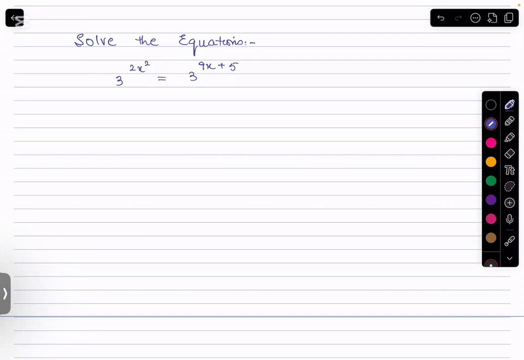So the thing here is I can see that the two bases they are the same. So when the two bases are the same, I can simply equate the powers and I can say that I can solve for 2x squared, which is equals to 9x plus 5. Meaning it's a quadratic equation for 2x squared minus 9x minus 5, which is equals to 0. Can you solve and give me the answer?